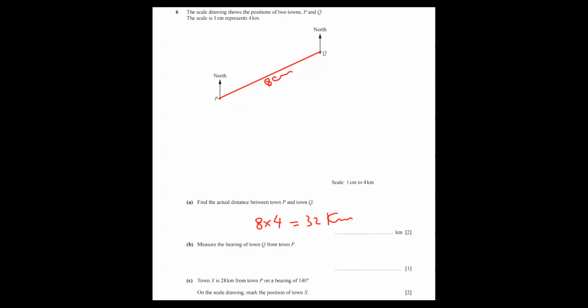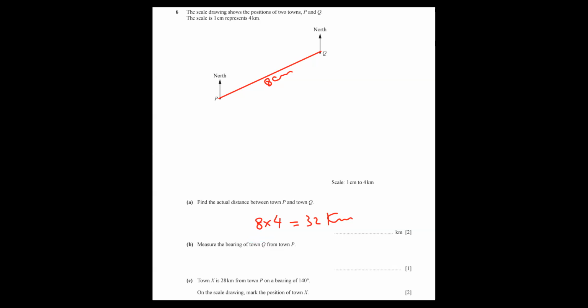If we get 8.1, then 8.1 times 4 gives you 32.4. I hope you got that point very clearly. So in this way, we can find it.